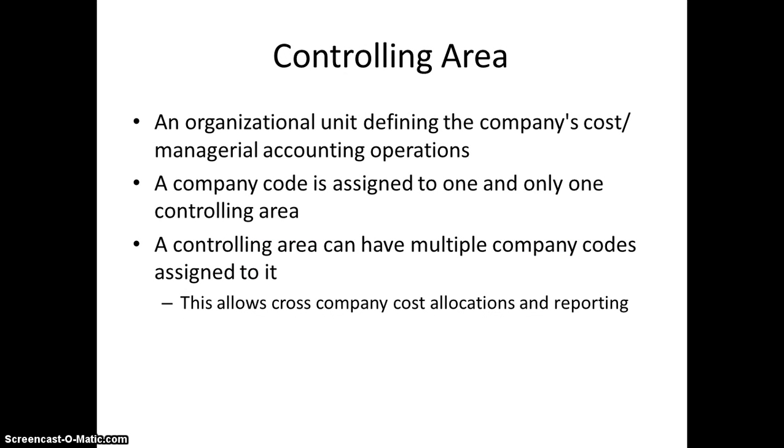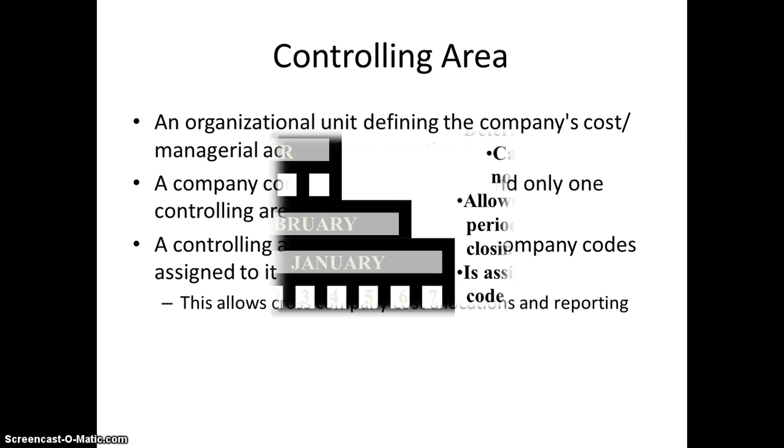Now controlling area, an organizational unit defining the company's cost and managerial accounting operations. A company code is assigned to one and only one controlling area. Okay, and a controlling area can have multiple company codes. So a single controlling area can be assigned to multiple company codes, but an individual company code will always have a single controlling area. I'm going to tell you very clearly, in detail, what a controlling area is, what a cost center is, all these things.